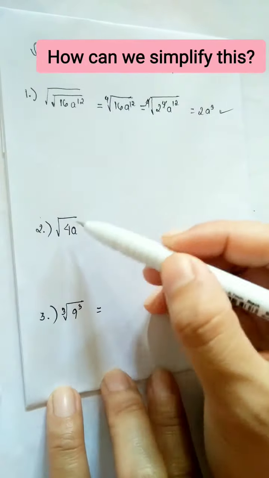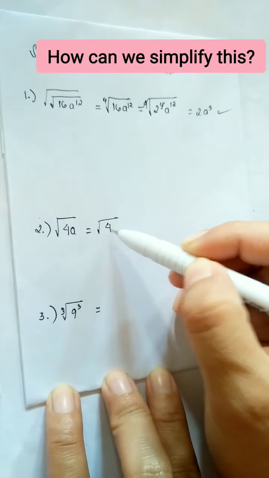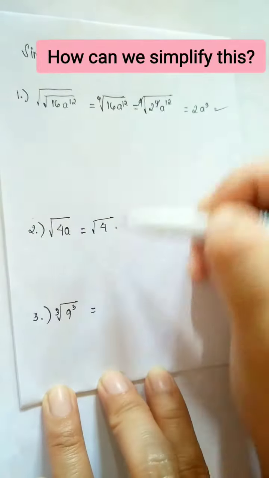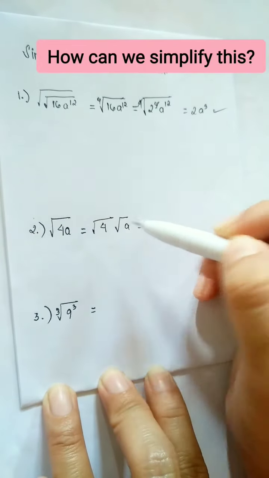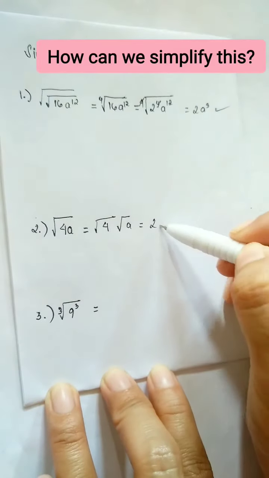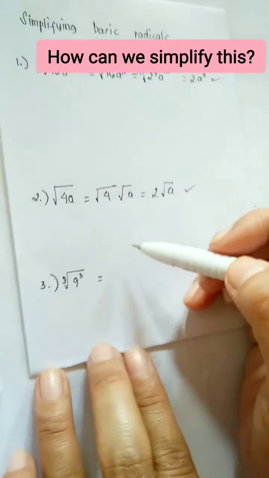Next we have square root of 4a. Now we have to find the square root of 4 alone and the square root of a alone. Square root of 4, that will be 2. The square root of a, that will be square root of a. So this will be the answer.